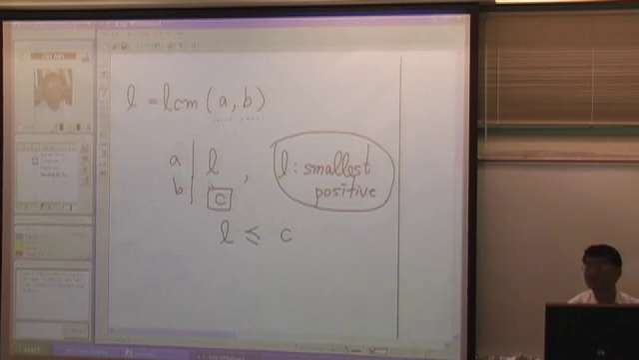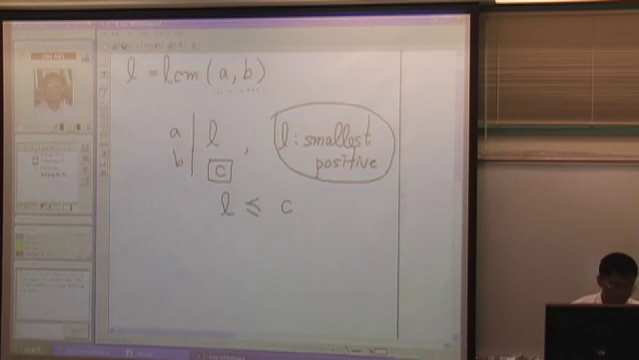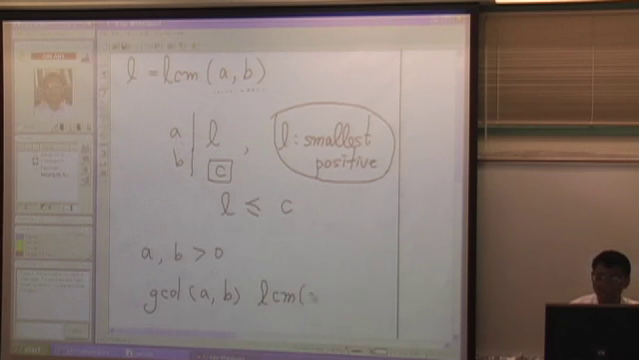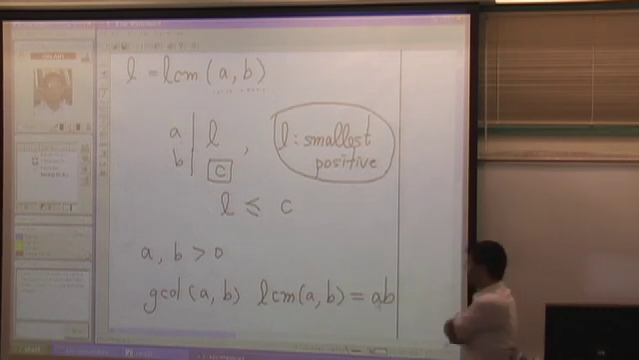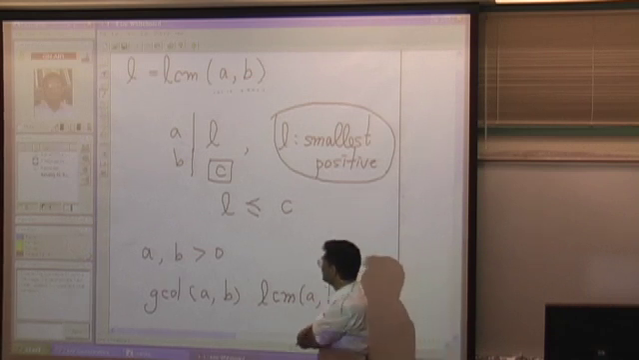And if you don't have a question, then I will continue. The next thing is proving the theorem. And the theorem says this. For any positive numbers A and B, GCD of A and B and LCM of A and B multiplied together gives us A times B. So this is the fact.